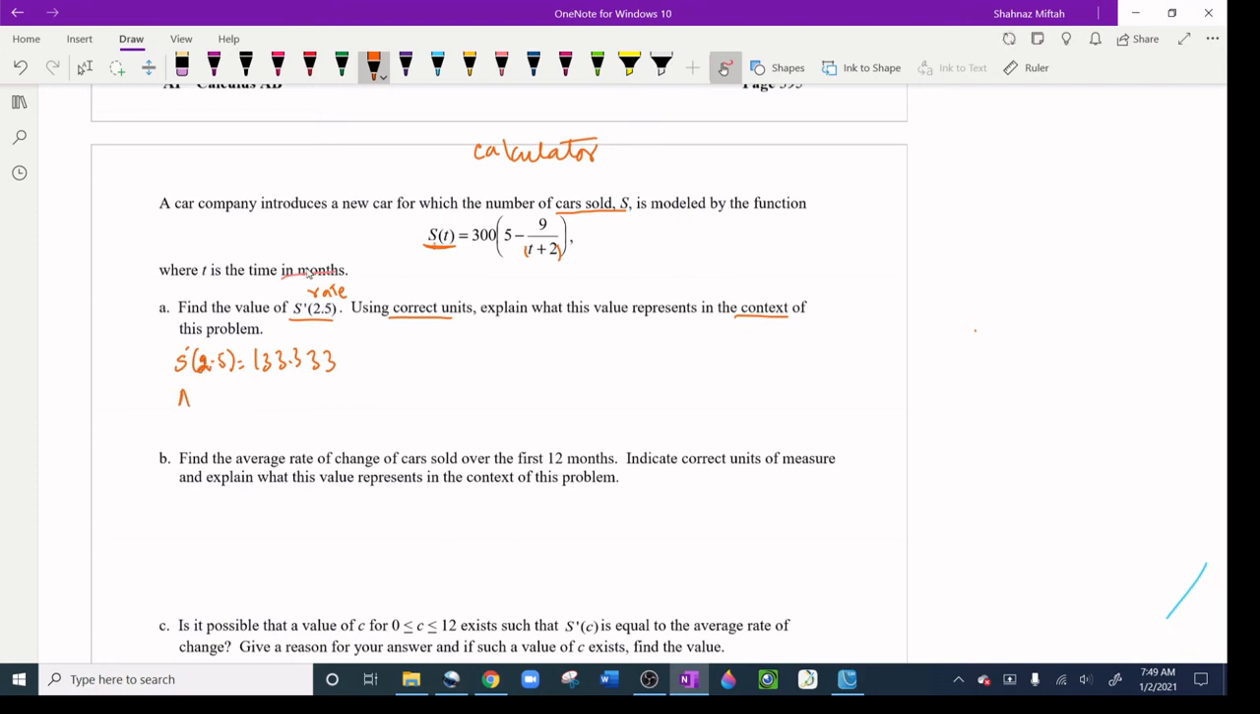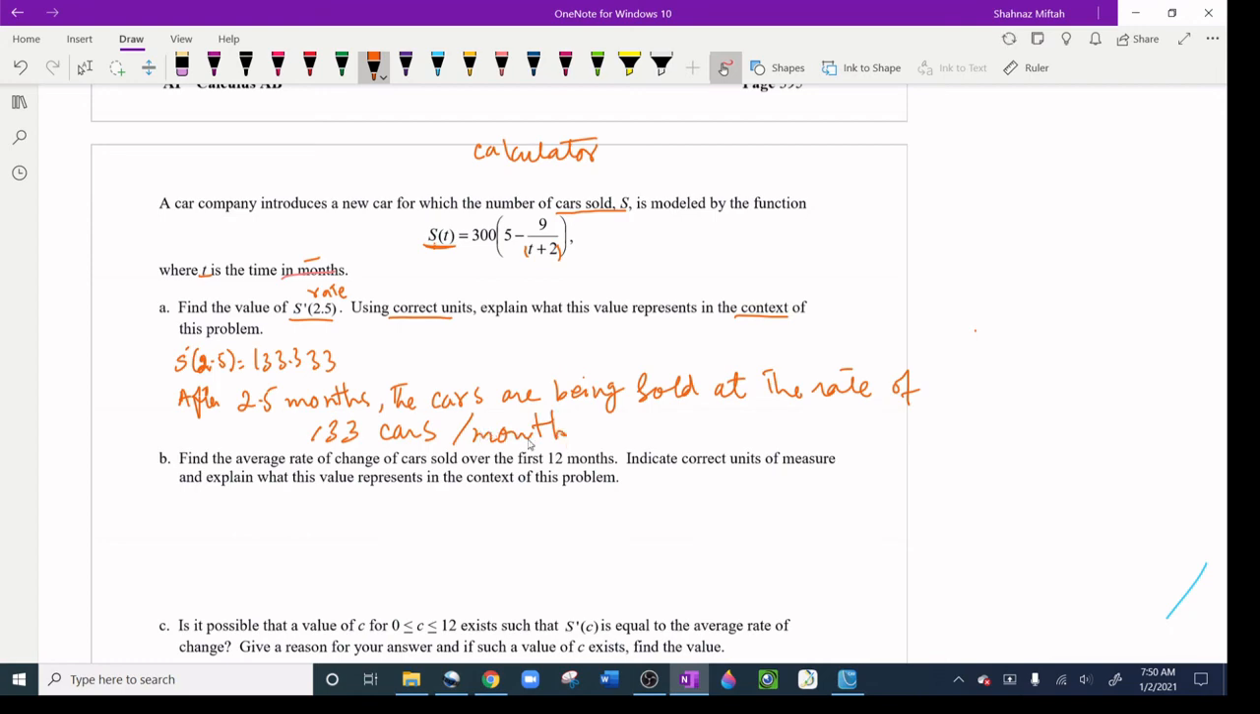2.5 is t, and t means months. So I'm going to say after 2.5 months, the cars are being sold at the rate of 133 cars per month. These are the units, and done.